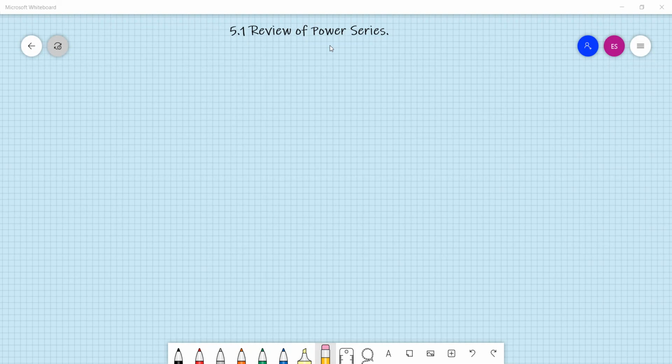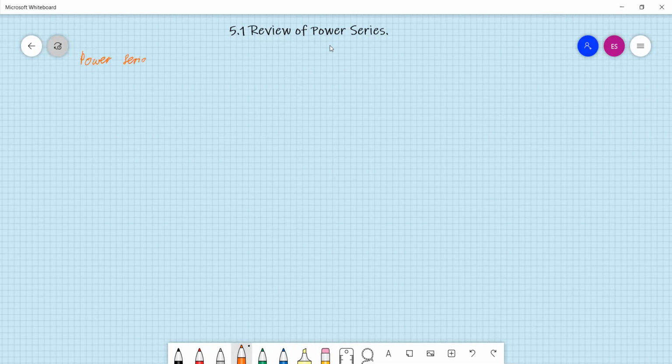There are two types of power series. Power series centered at 0. How are they going to look? They're going to look like a0 plus a1x, a2x squared, a3x cubed, and so on. In sigma notation, they're going to look like sigma n equals 0 to infinity, have infinitely many terms, an, a constant term, and the power of x.